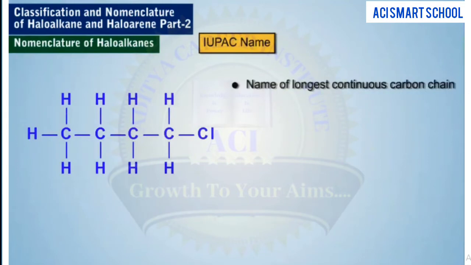Let's write the IUPAC name of the given molecule. The longest continuous carbon chain has 4 carbon atoms, and hence, the root word is but. Since the longest carbon chain is saturated, the primary suffix is -ane. Thus, the name of the parent carbon chain is butane.